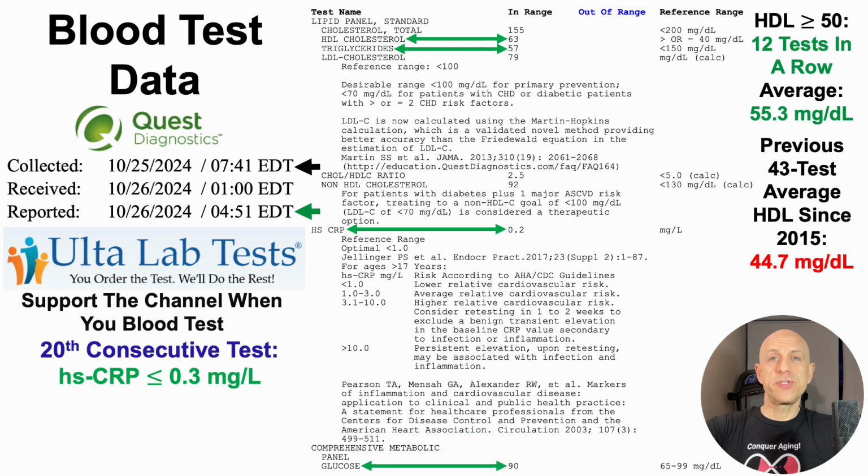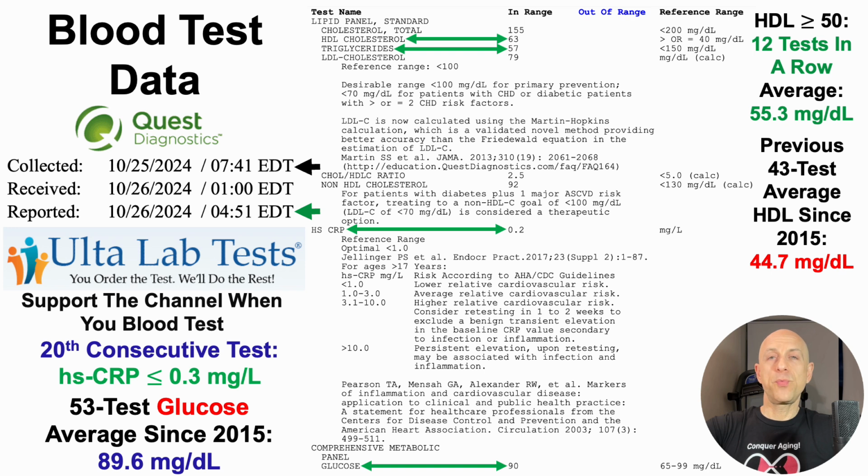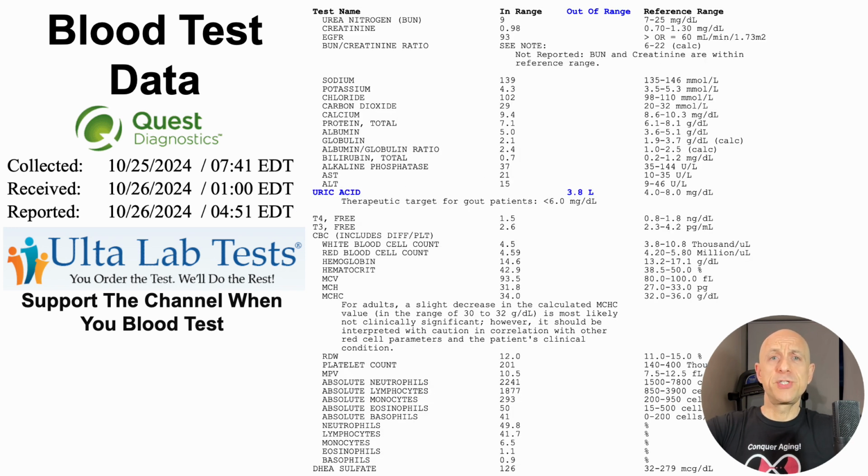And then also glucose at 90, which increased from 87 over the past test. But note that my 53-test average glucose since 2015 is 89.6 milligrams per deciliter. So 90 is right there. It's essentially my average over the past 9 years. So that's good news. On to page 2.